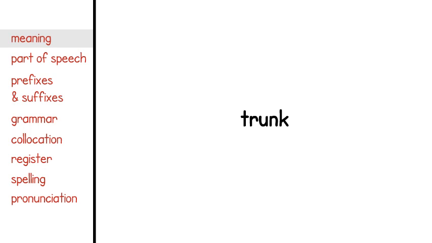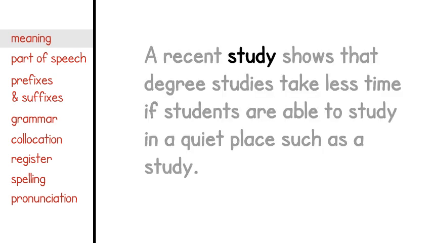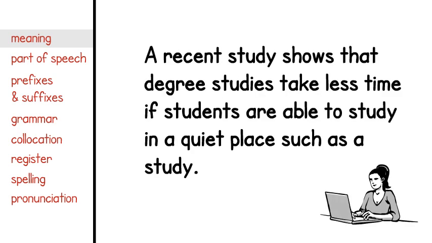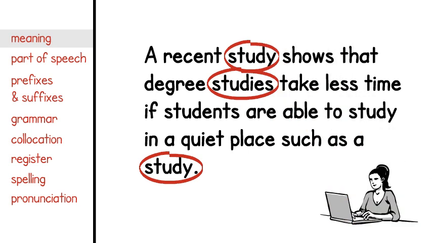Another example of a word with many meanings that you will find in academics is the word study. As a noun, this can mean the work of a student, or a home office, or it can refer to a published piece of research. It can also be a verb.